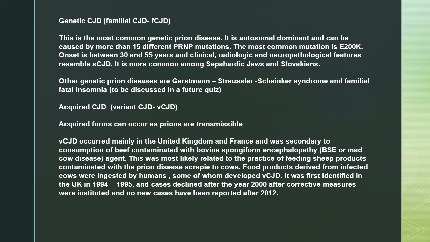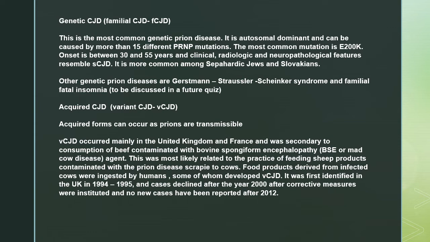Genetic CJD or familial CJD. This is the most common genetic prion disease. It is autosomal dominant and can be caused by more than 15 different PRNP mutations. The most common mutation is E200K. Onset is between 30 and 55 years, and clinical, radiologic, and neuropathological features resemble sporadic CJD. It is more common among Sephardic Jews and Slovakians. Other genetic prion diseases are Gerstmann-Straussler-Scheinker syndrome and fatal familial insomnia, which will be discussed in a future quiz.